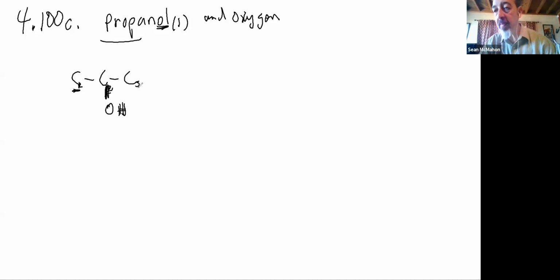Carbon 1 and 3 are called primary carbons. That means that they're bound to one other carbon, so they already have 1 bond. If they need 4 and already have 1, how many more do they need? 3 more? Yep.